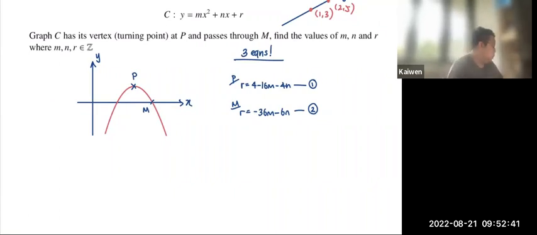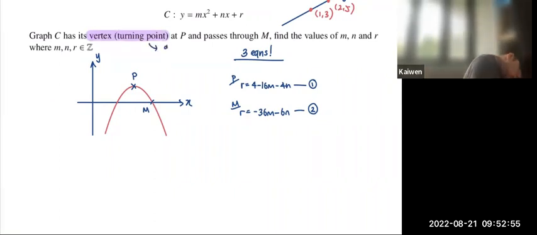Now, if you're currently in Sec 3 and you're trying this question for the very first time, the chances of getting this question is not high. You won't be able to get it because you do need something that you only learn in Sec 4, which is differentiation. So this is the keyword: vertex, turning point. This here means that dy/dx equals 0.